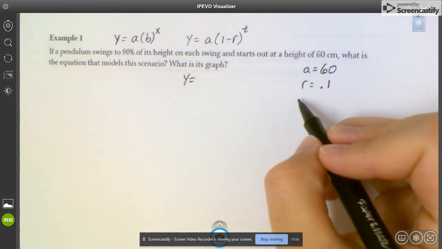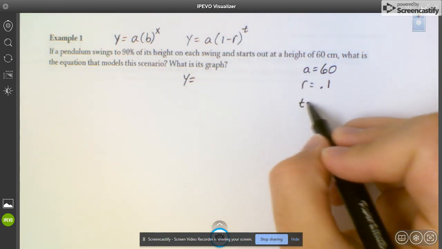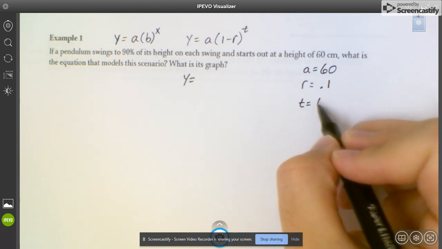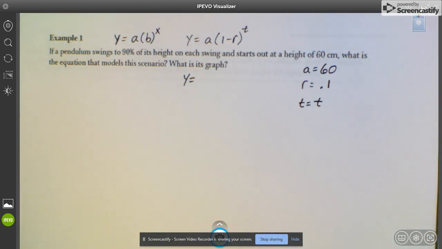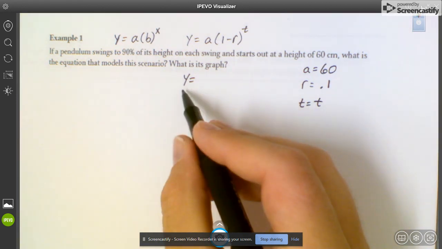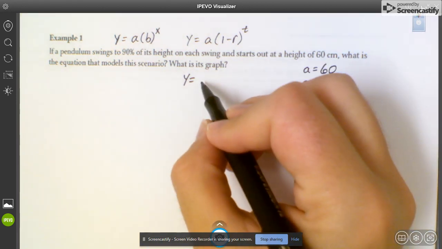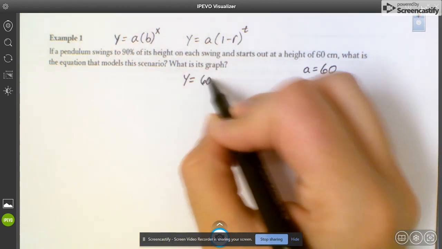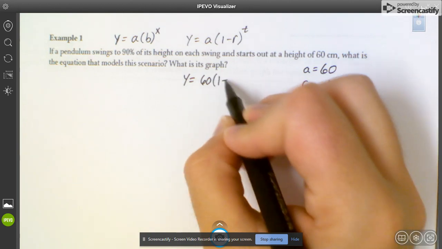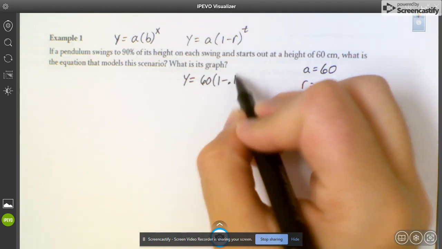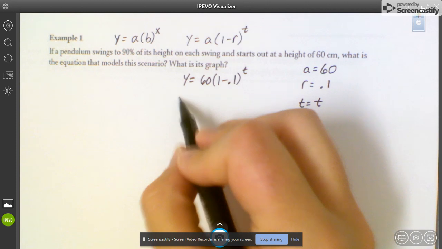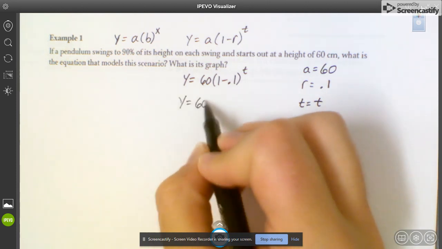And then t, we don't know because it's still unknown. That's our variable that we still have. And of course, y is the new height. So when we set that up, we get 60 times 1 minus 0.1 to the t, which we can then clean up.